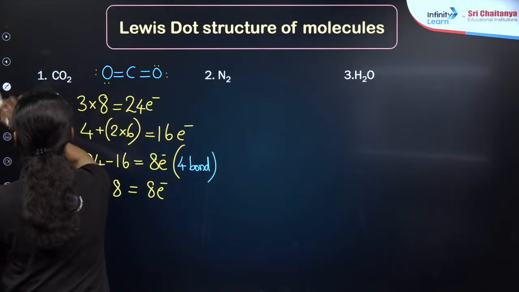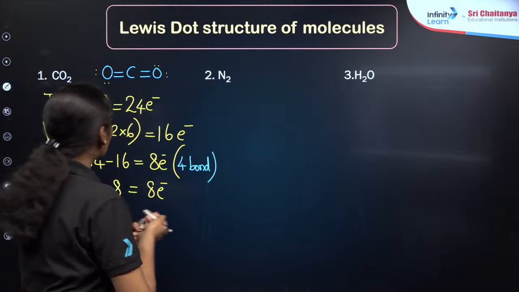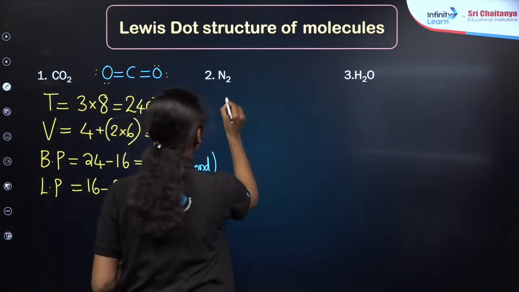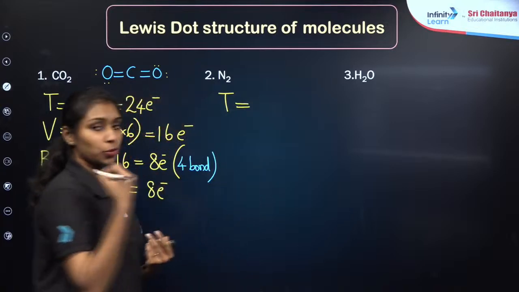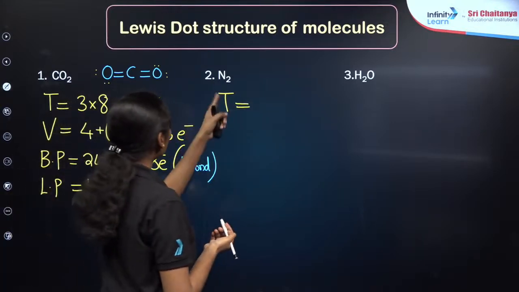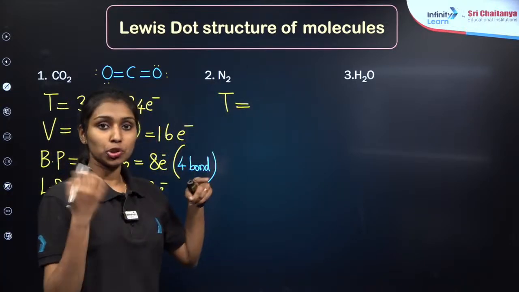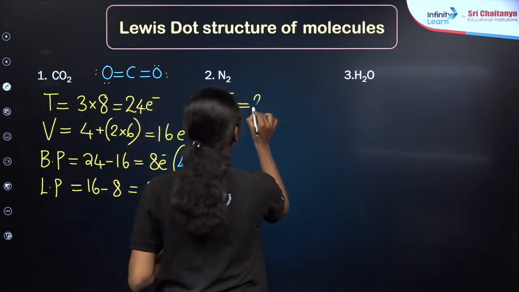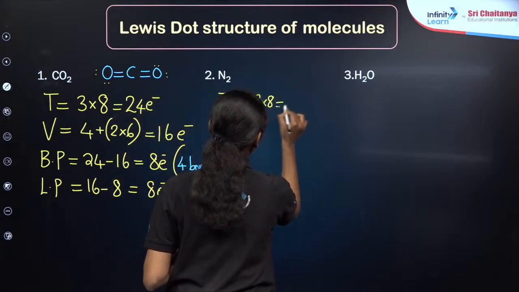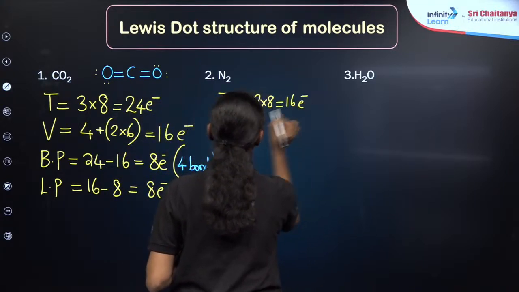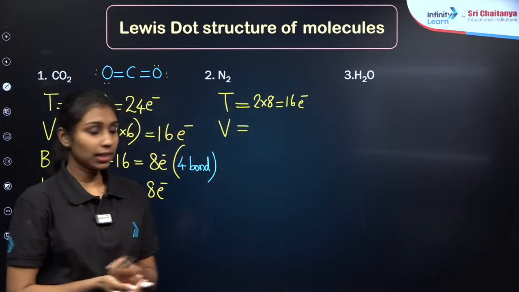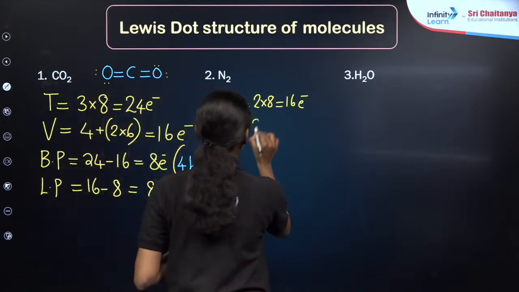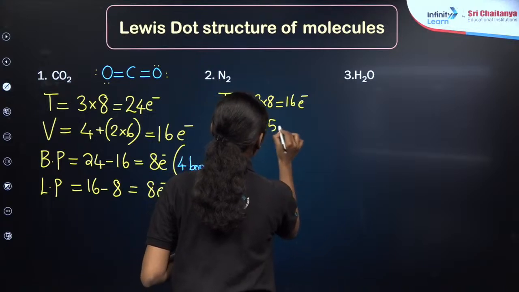Then what about the next? N2 molecule. Again, the same rule, you have to calculate the total number of electrons T, assuming that they are forming the octet rule. So if I am taking 2 nitrogen atoms, it will be 2 into 8, 16 electrons, right? Then what about the total valence electrons here? For 1 nitrogen atom, it will possess 5 valence electrons, right? So for 2 nitrogen atoms, it is 2 into 5, that is equal to 10 electrons.